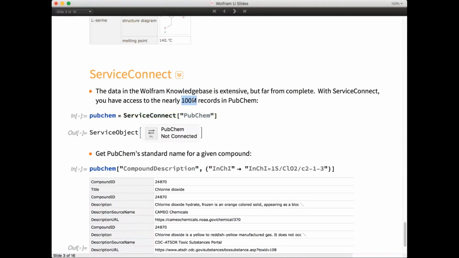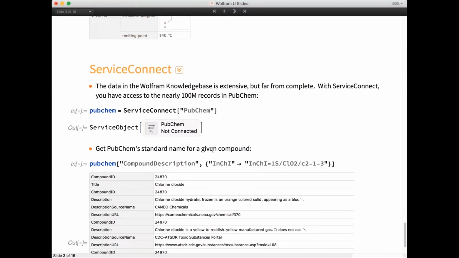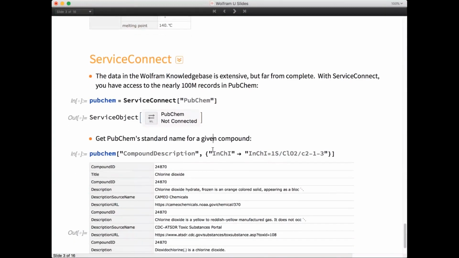So a substance record would be any instance of a compound, and they're not unique, whereas the compounds are unique. So there are nearly 100 million unique chemical compounds in PubChem. And a lot of them do not have a great deal of experimental data. A lot of them only have the type of data that you can compute from a given chemical structure. But regardless, you connect to it via the service connect, and then PubChem.